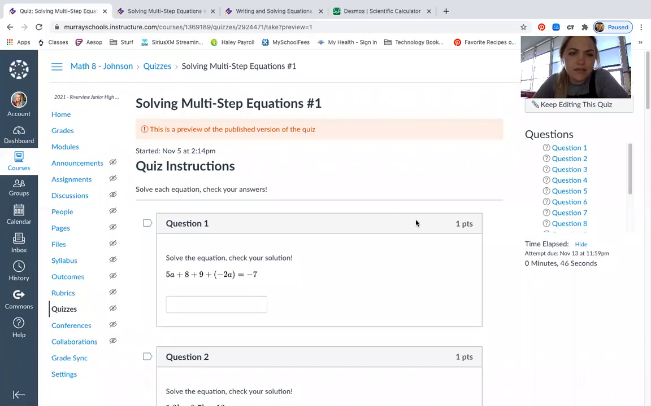All right, 8th graders, solving multi-step equations number 1. Let's get started on question number 1. On this question, you've got to find some like terms here. So I'm actually going to start by writing the equation down over here.